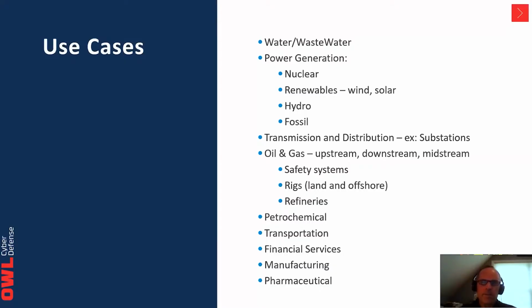All right. So use cases. I'm going to start a little generic here first. We've got product deployed in water and wastewater environments, power generation, nuclear, renewables, hydro, fossil, etc., all using our equipment quite extensively. T&D, a very extensive set of users using our stuff for substations. But we're also in oil and gas, upstream, downstream, rigs, refineries, petrochemical, transportation, financial services, manufacturing, pharmaceutical, etc. So lots of different use cases, lots of different customers using the technology to protect their facilities, protect their segments, and still share information out.